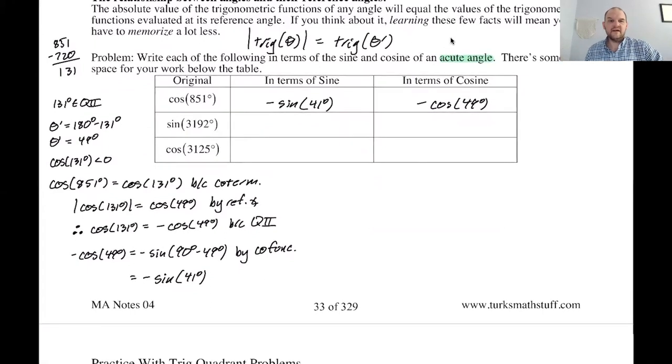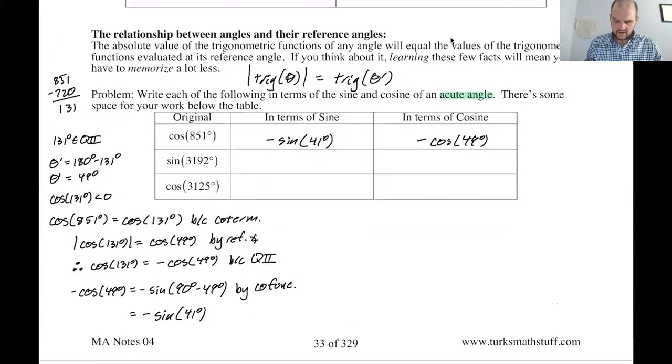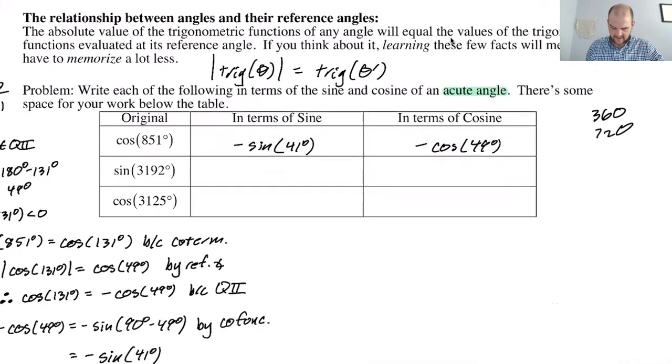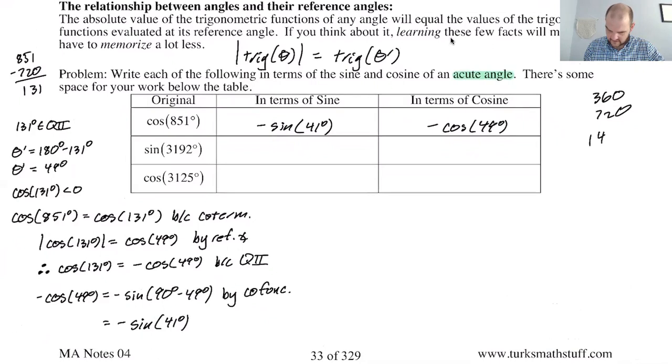So, 3192. If I had to do this by hand, what I would start thinking of is, I know 360, 720. So I've got to get bigger, right? So 1440, still bigger. 2880. I'm going to start with 2880.